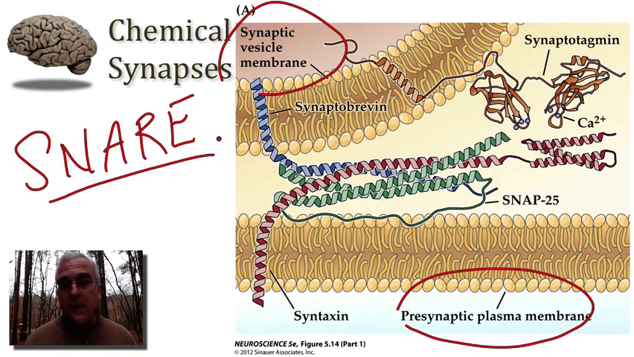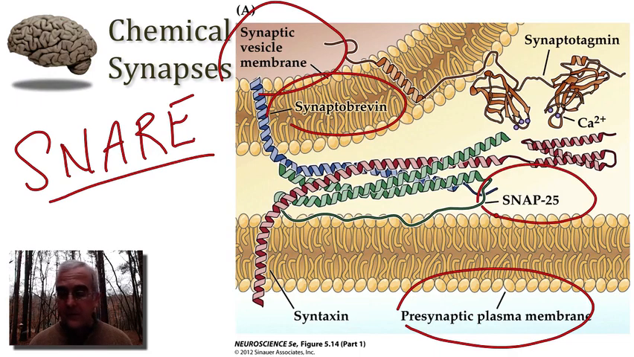So as these membranes approach one another, there is an interaction among these proteins. Basically, these proteins, such as synaptobrevin, SNAP25, and some others, they associate with one another and perhaps form some sort of helical interaction that allows the synaptic vesicle to be docked to the presynaptic terminal.